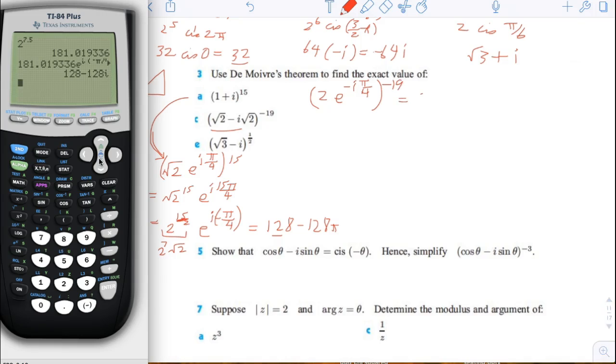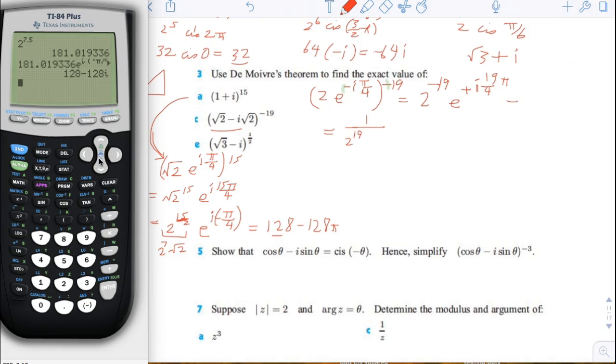So that is equal to 2 to the negative 19th e to the i 19 pi over 4. Now, it should be positive 19/4 because there was a negative here and a negative here, so they would become positive.